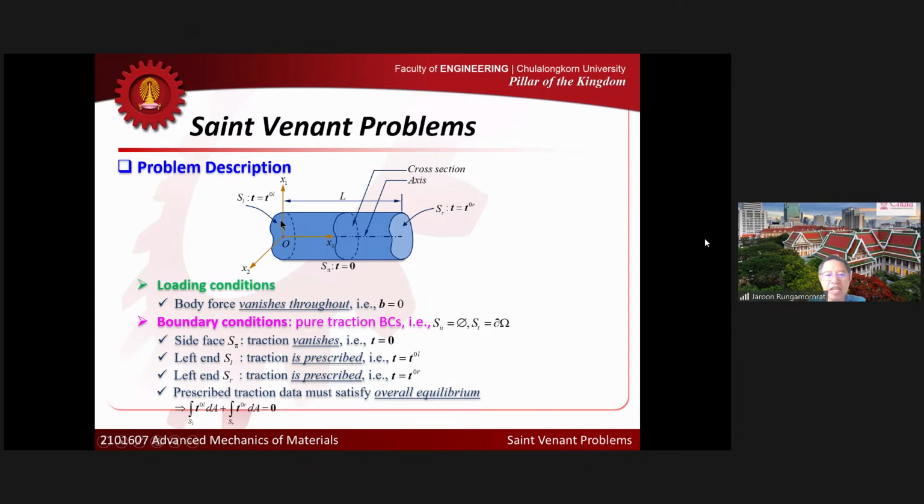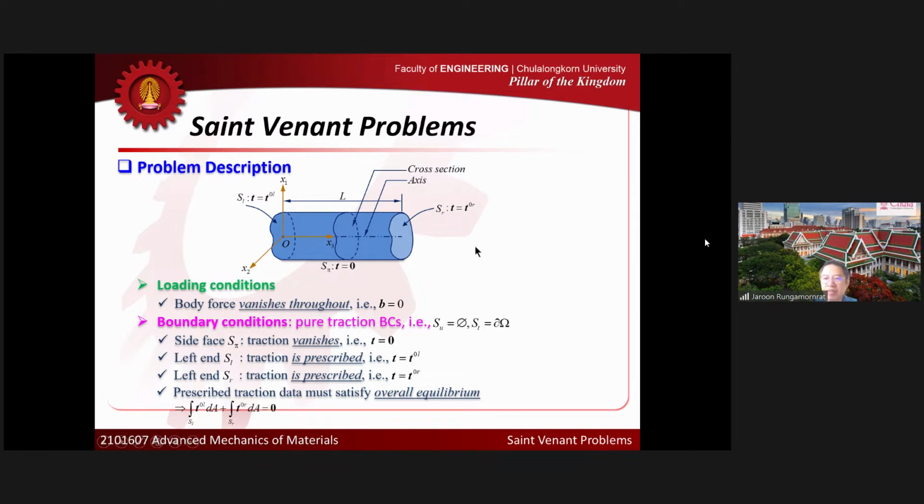So I simply take the integral of T0 over the cross section at SL. This produces the net force at the left end, and this one is simply the net force at the right end. The net force on the side face and the net force from the body force are 0. So the combination of the net force from the left and right ends has to satisfy that equation. If this equation is not satisfied, the body is not in equilibrium.